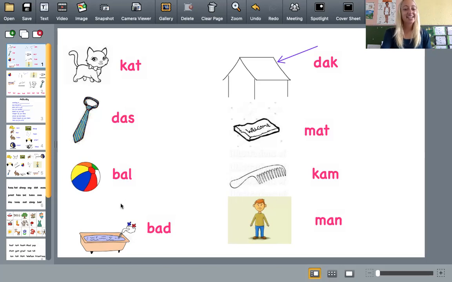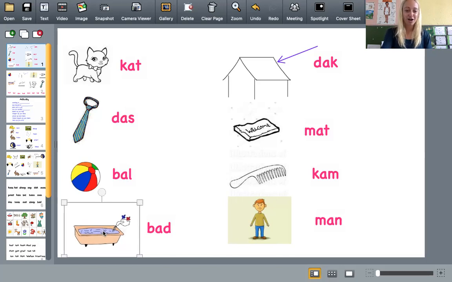Good. The next one we have is a bath. A bath. And in Afrikaans, we call a bath a bad. Okay, now I'm sure you can hear that at the end of this word, it sounds a bit like a t. But what's tricky in Afrikaans is that sometimes a d sounds like a t. So we just have to remember that and not let it confuse us. So let's sound it again. B, a, t, bat. Okay, good.